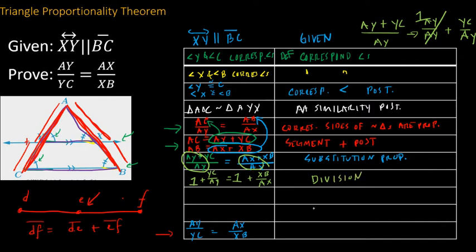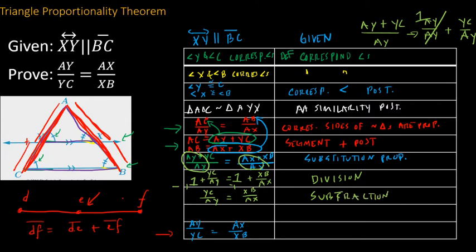All right, so let's simplify this. I've got this expression. How could I simplify it? Well, imagine if I subtracted 1 from both sides. Those would just cross out, right? So now I could just have YC over AY equals XB over AX. And I'm allowed to do that just because of subtraction.